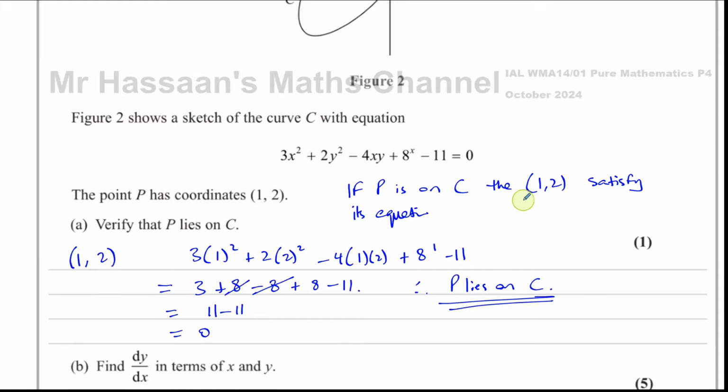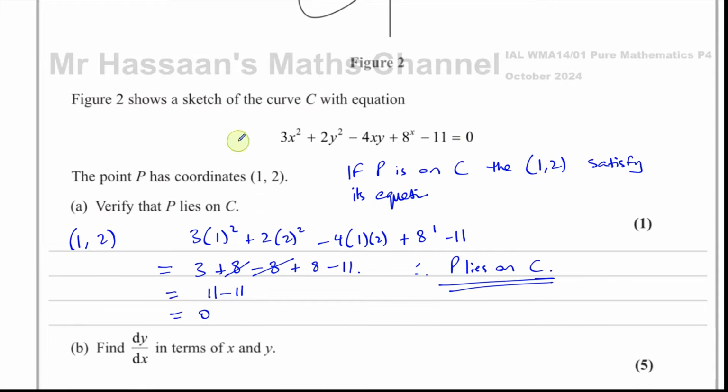And that's it, because this whole thing equals the equation. When you put x equals 1, y equals 2 in here, this side becomes 0, and that side is 0, so the equation is satisfied.